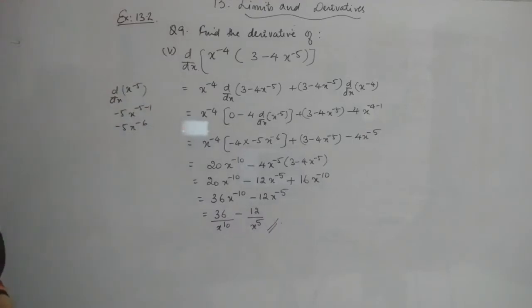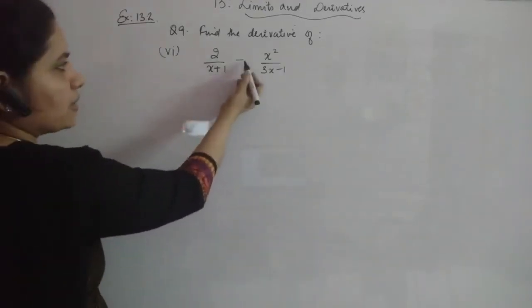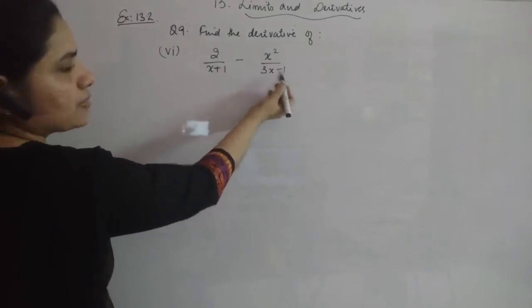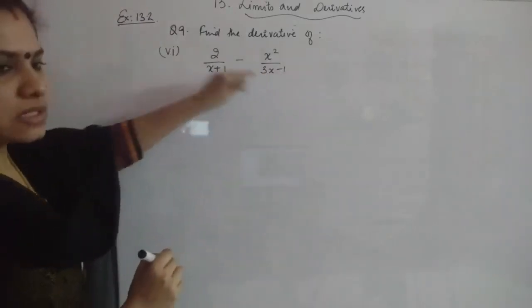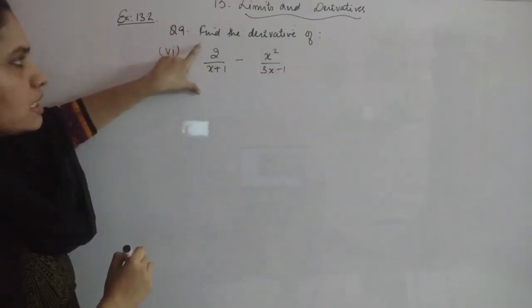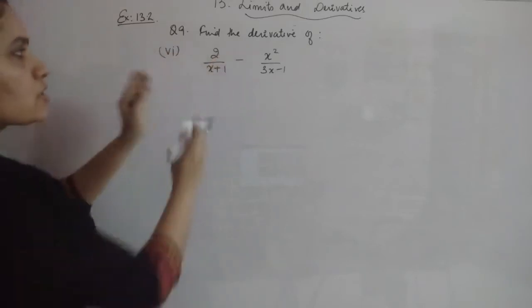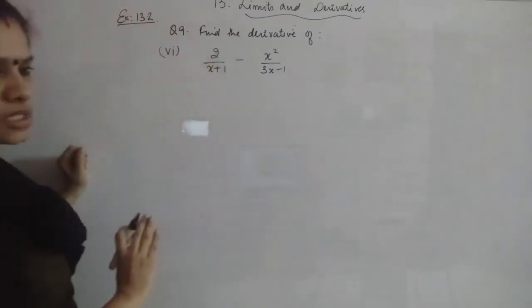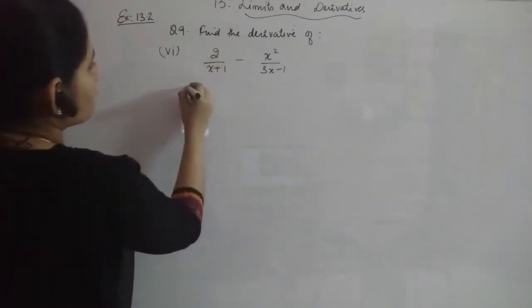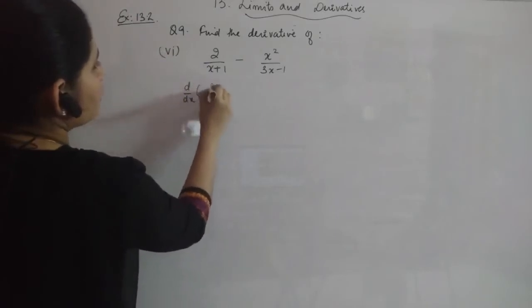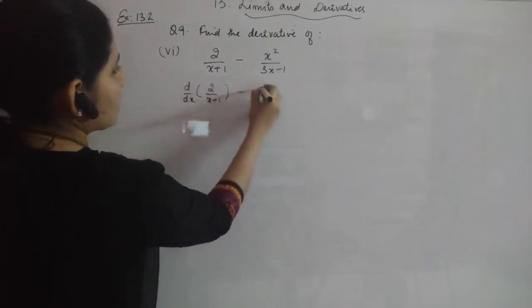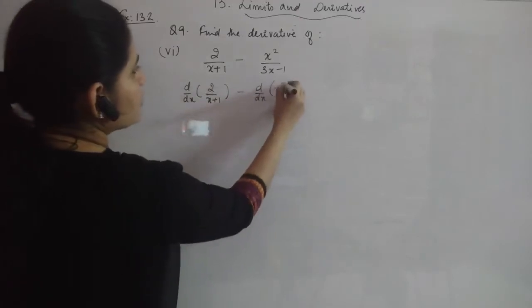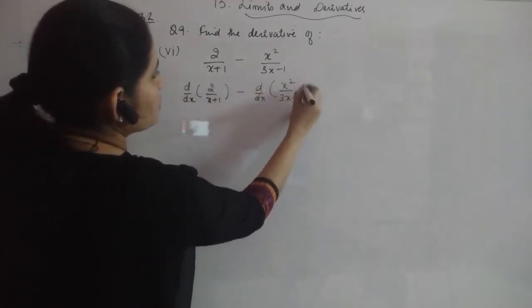Okay, the question is 2 by x plus 1 minus x square by 3x minus 1. So you have two terms in quotient form, that is you have fractions. So separately you have to use the quotient rule. That is d by dx of 2 by x plus 1, and for the second term also you have to use the quotient rule.